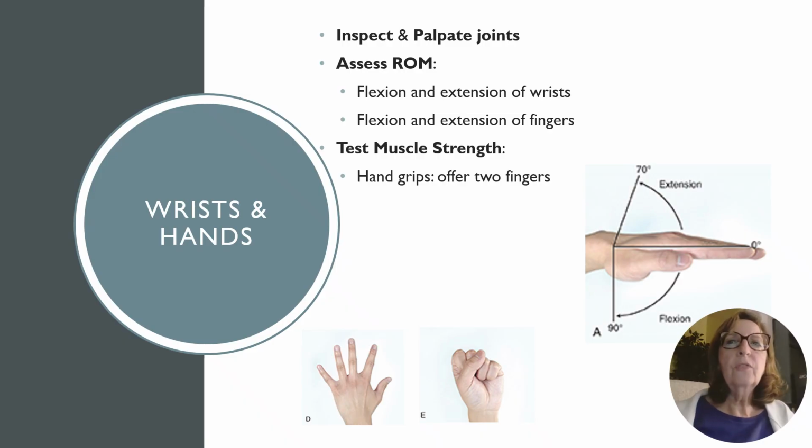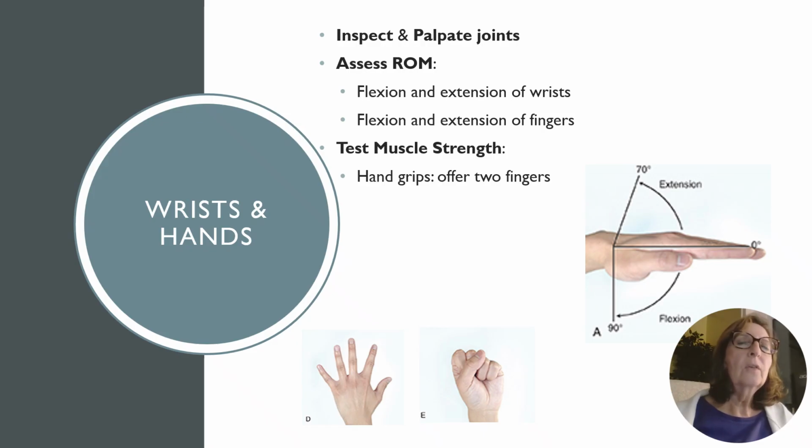When you're checking wrists and hands, now you're going to be checking flexion and extension of the wrists and the fingers. It's a simple motion, and you can see here on the picture of the slide what it is. On the top, you're going to see flexion and extension of the wrist. At the bottom where it says D and E, this is flexion and extension of the fingers.